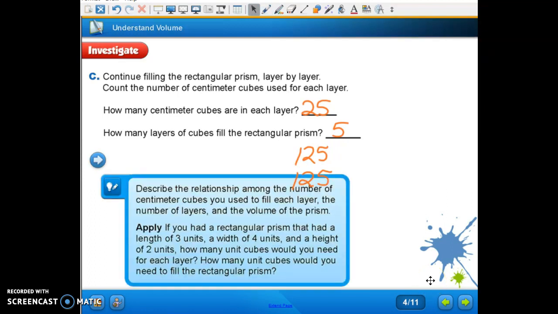Okay, let's talk about the draw the conclusion at the top of page 468. It says, describe the relationship between the number of centimeter cubes you use to fill each layer, the number of layers, and the volume of the prism. Okay, so we had how many centimeter cubes in each layer? 25. We multiplied that by the number of layers, which was 5, to equal a total number of centimeter cubes, which was 125. So the volume is 125. I'm going to type that up for you.